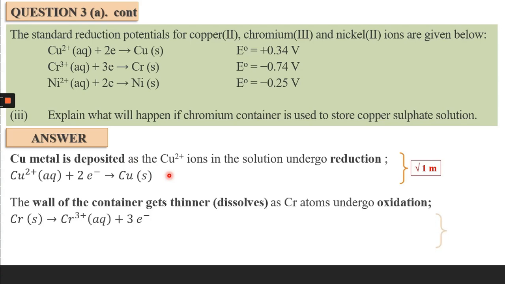At the same time, the chromium solid will undergo spontaneous oxidation. So it will become chromium 3 plus aqueous. So the wall of the chromium container will dissolve, or we will see it getting thinner. So these are the two answers. So there will be these marks for this question.